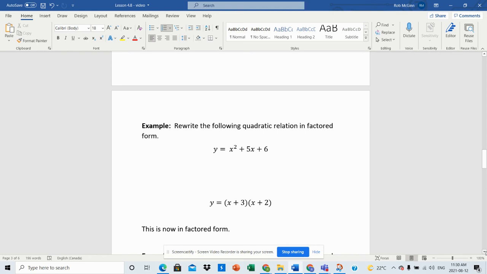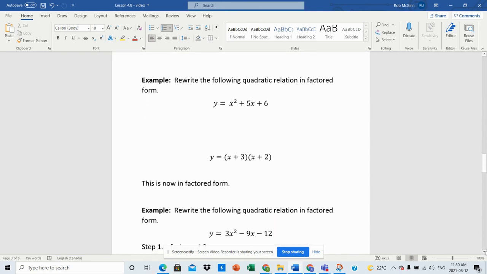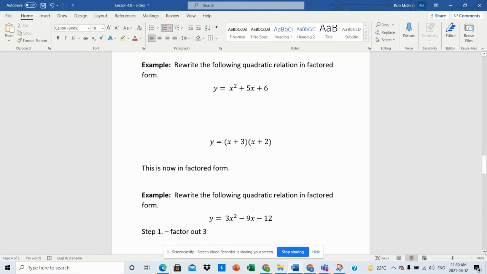So let's see one where the coefficient in front of the x squared, or a, is not 1. So rewrite the following quadratic relation in factored form. Y equals 3x squared minus 9x minus 12. Well, step 1 here, we're going to factor out a 3. Why? Because that's the number that's in front of our x squared. So we need to factor that number out from all 3 of these terms.